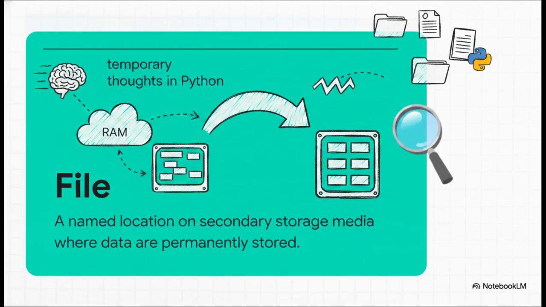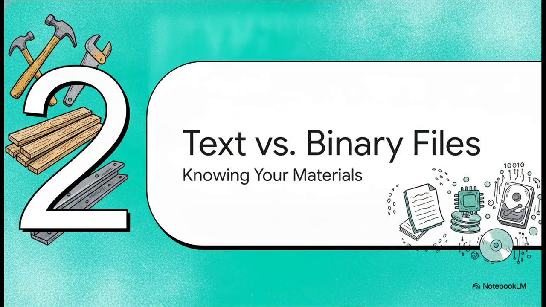So what actually is a file? A file is basically a named location on a secondary storage media where data are permanently stored for later access. Think of it as the ultimate bridge. It connects the temporary, fleeting thoughts of your computer's RAM during a program's execution to the permanent, stable environment of your hard drive. Section 2.